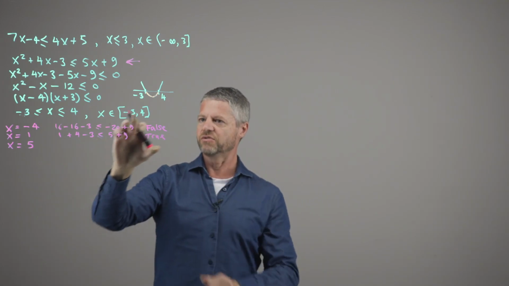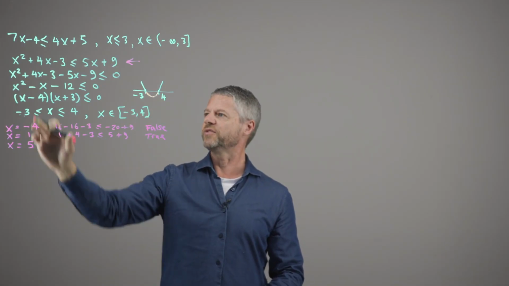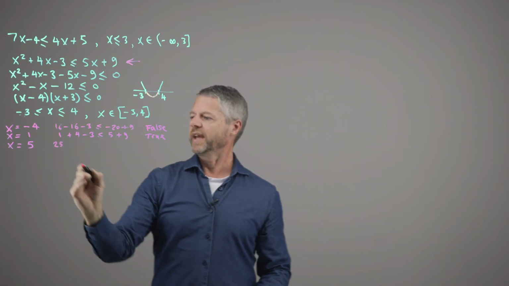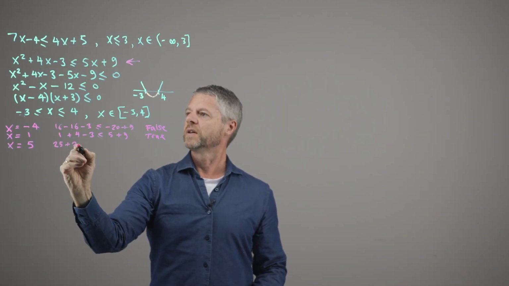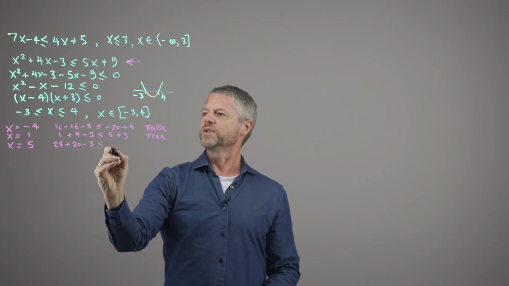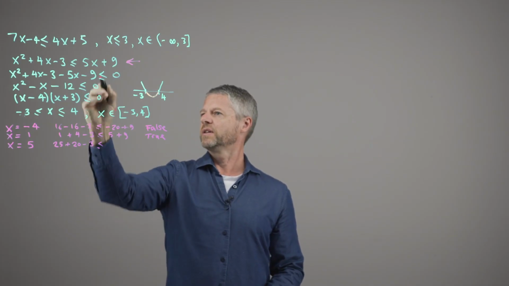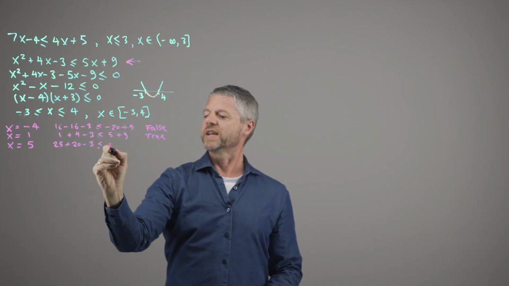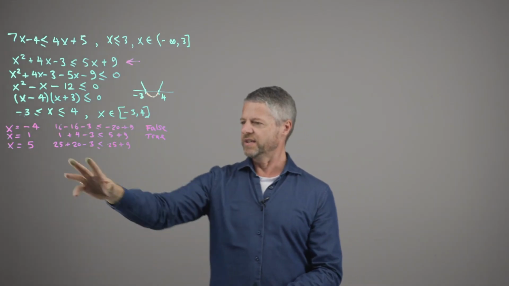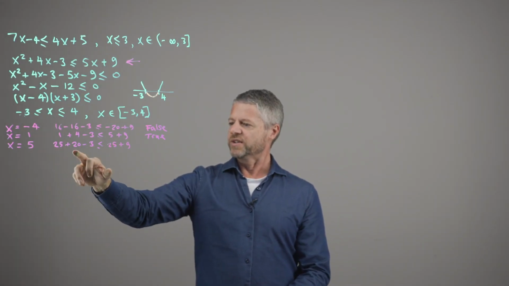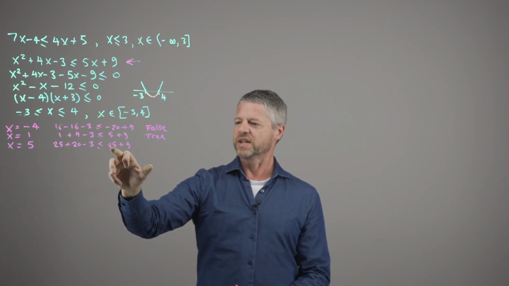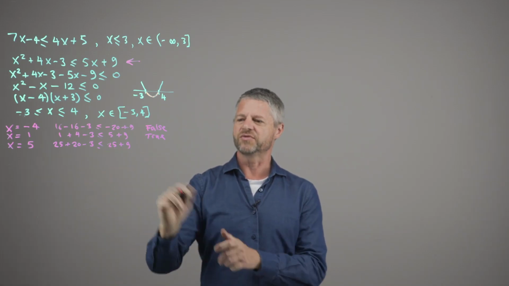And then on the right side of the interval, if we pick 5, we have 25 plus 20 minus 3, and we want that to be less than or equal to 25 plus 9. So we've got 25 and 20, so 45 minus 3, so 42 on this side, and on this side we've got 34, so that's false.